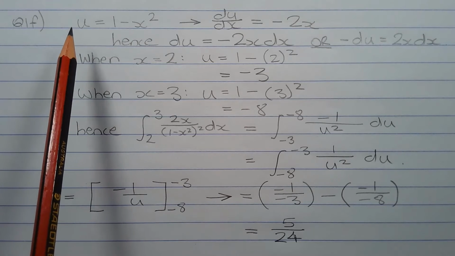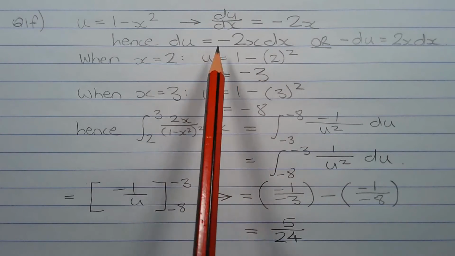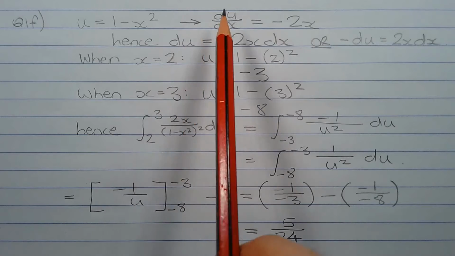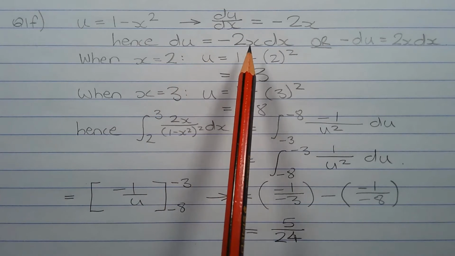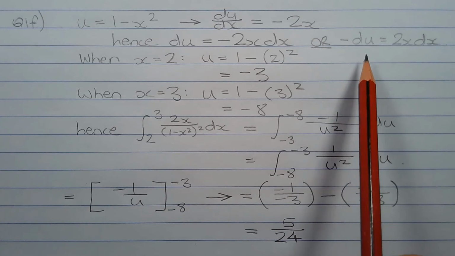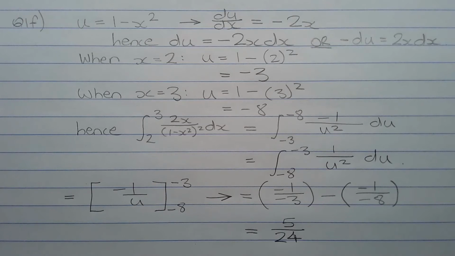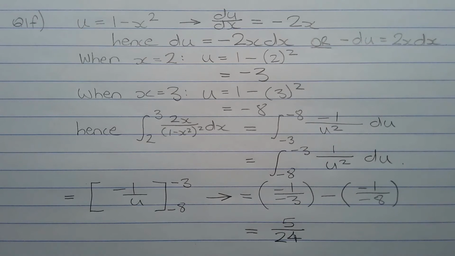Starting with the substitution u equals 1 minus x squared, the first step is to find the first derivative of u with respect to x. So du/dx is equal to negative 2x. The next step is to separate these differentials by multiplying both sides of this equation by dx. Hence, du is equal to negative 2x dx, and then dividing both sides by negative 1, we get negative du is equal to 2x dx. Now, 2x dx represents the numerator of the integrand, and that's going to be replaced with negative du.